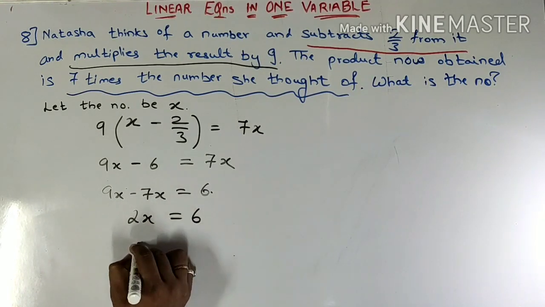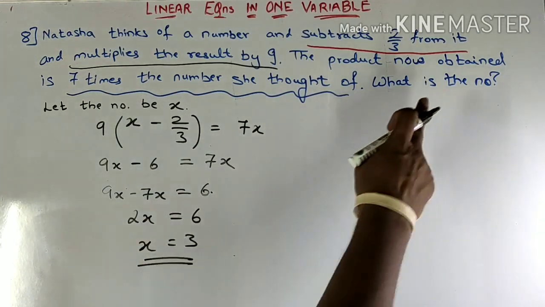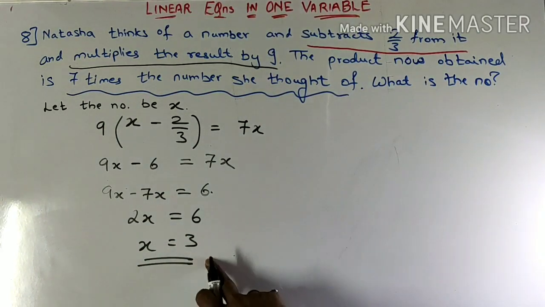2x is equal to 6, x is equal to 3. The required number is x, that is 3. So Natasha thought of that number as 3.